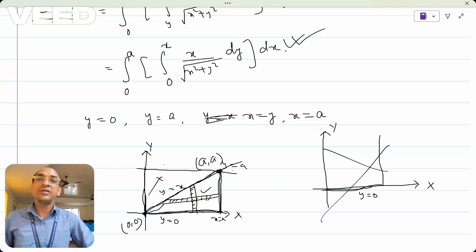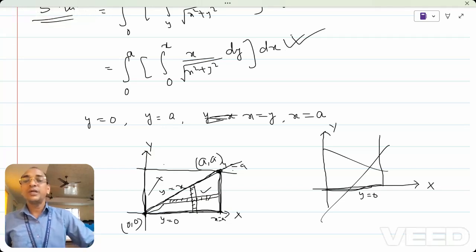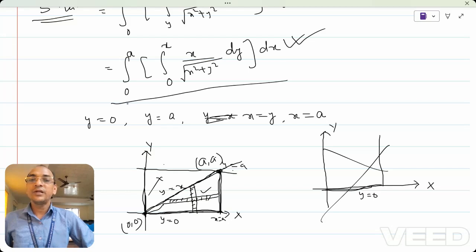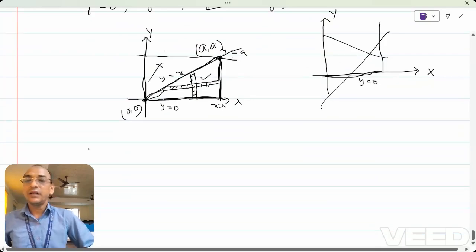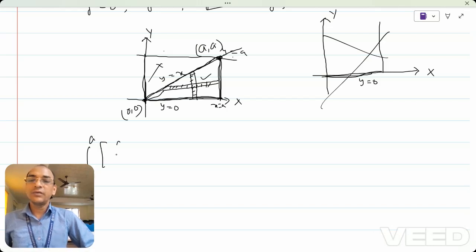I will evaluate this as a double integral instead of the given integral. So after changing the order, I will get this integral, and this integral I am going to evaluate. Let us evaluate this integration from 0 to a. Already I have said how to evaluate it.